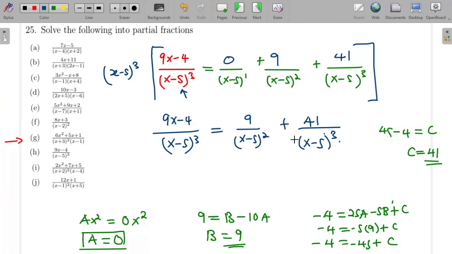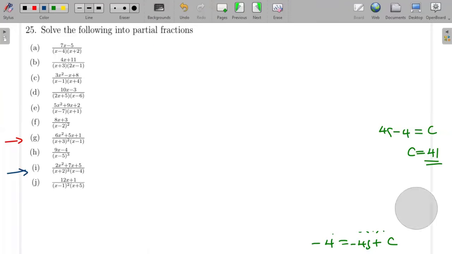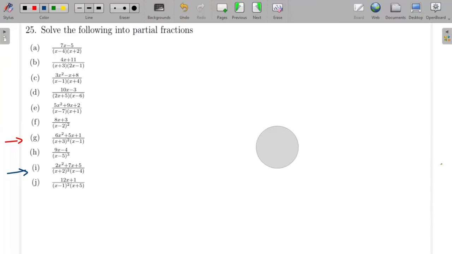All right, so that will be our final answer there. Okay, we'll move on to I. So we look at part I. Part I has a repeating factor and a linear factor, same as part J. So I'm just going to solve part I. Part J, I'll leave it for you guys.